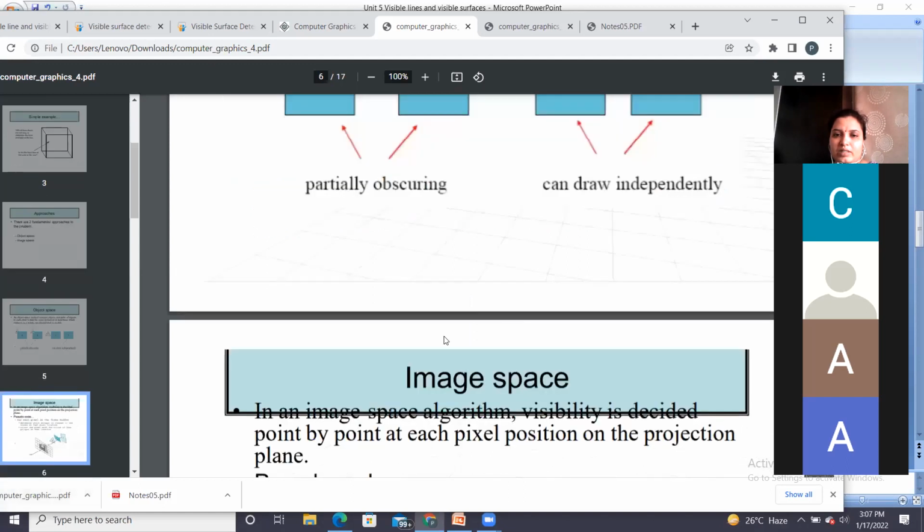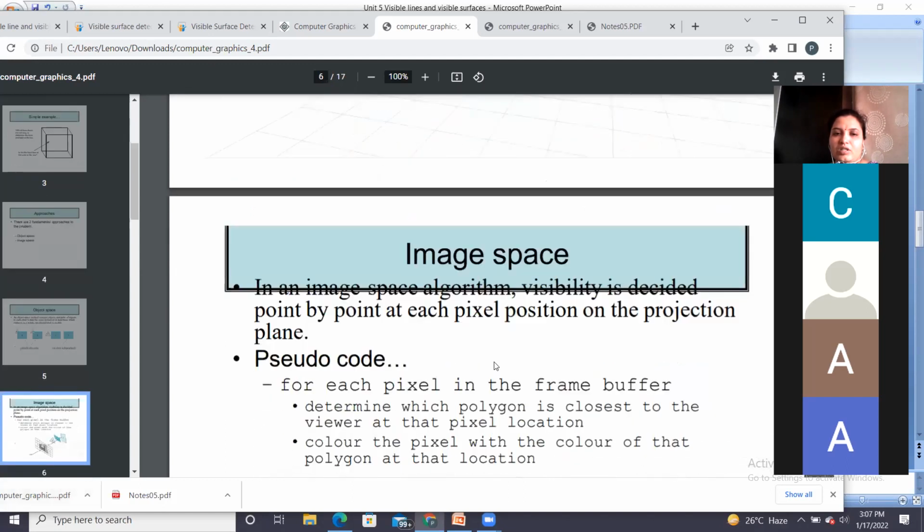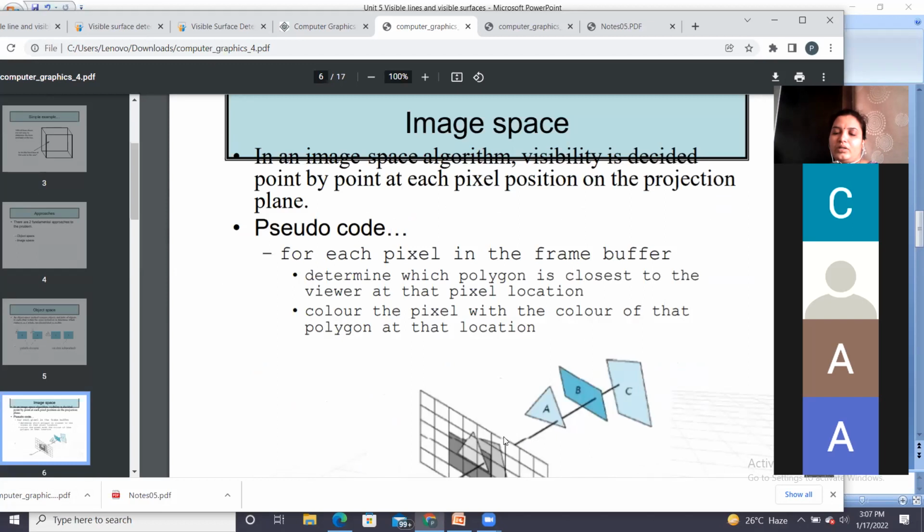The second is the image space method. In this method, the two algorithms we are going to learn. One is called the Z buffer algorithm or depth buffer algorithm, and the second is called the area subdivision algorithm. So in this image space type of approach, the two algorithms we are going to study. Here in an image space algorithm, visibility is decided point by point at each pixel position on the projection plane.